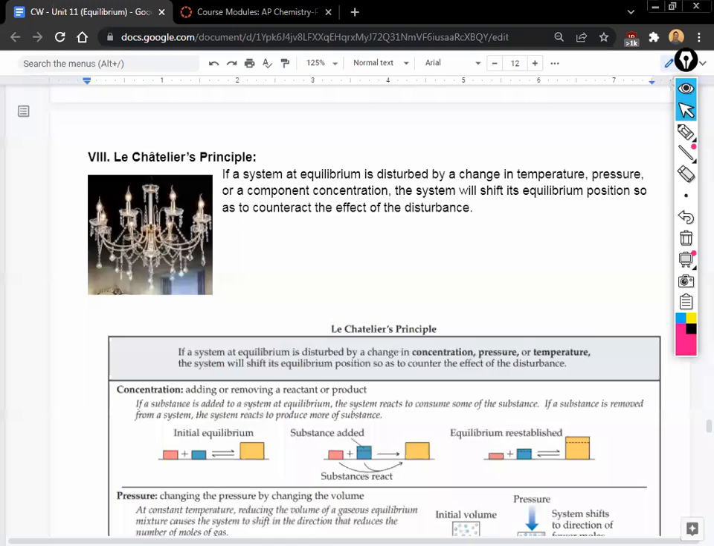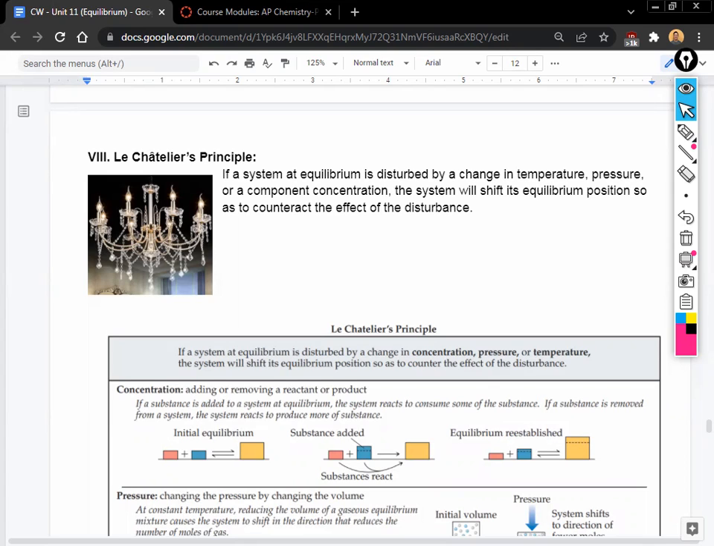Okay, so we're gonna get started with Le Chatelier's principle. I don't like speaking French, and I'm pretty sure I'm pronouncing that wrong. So I call it Le Chandelier's principle, which is why there's a picture of a chandelier there. You guys can call it that if you want, or you guys can look up the correct pronunciation.